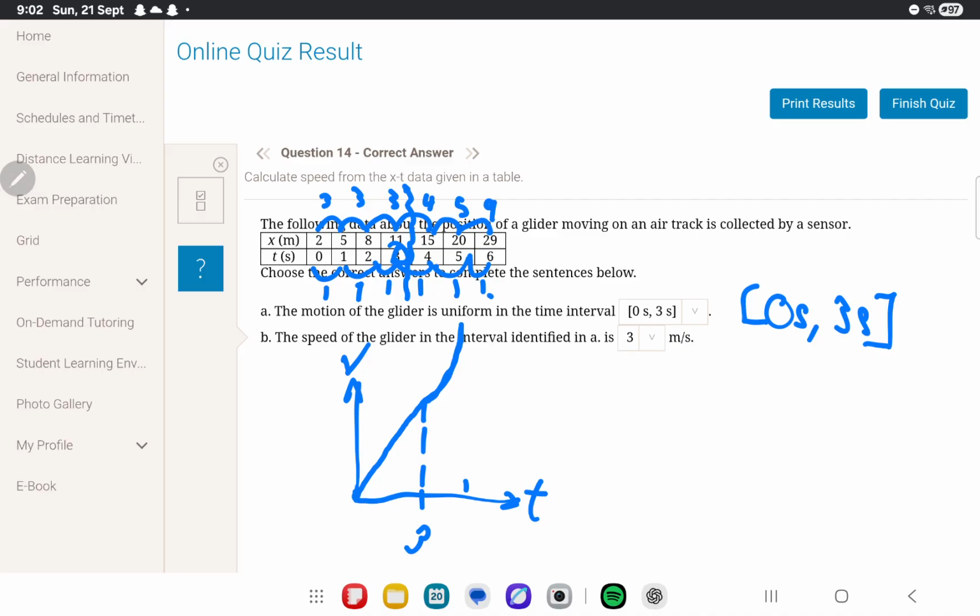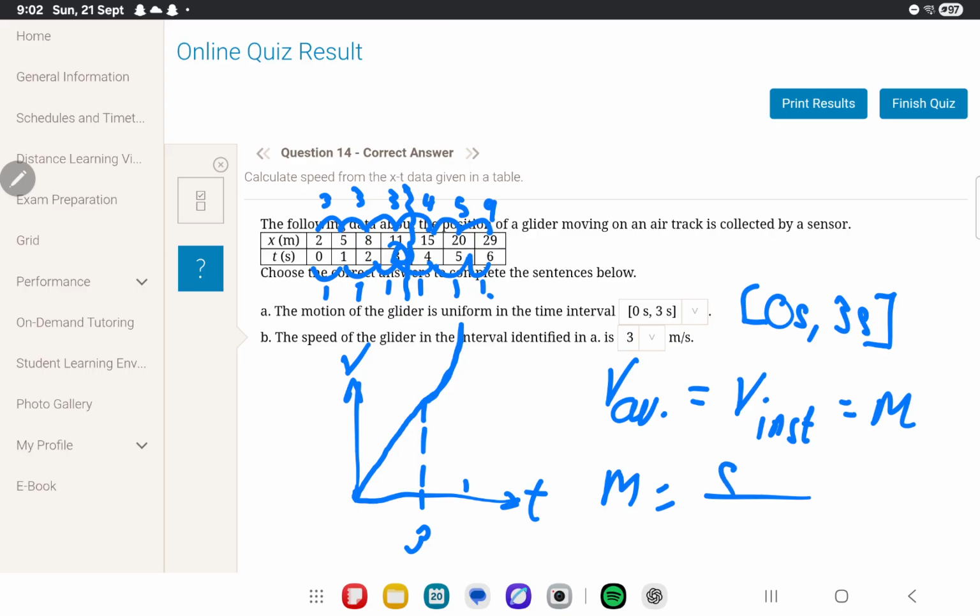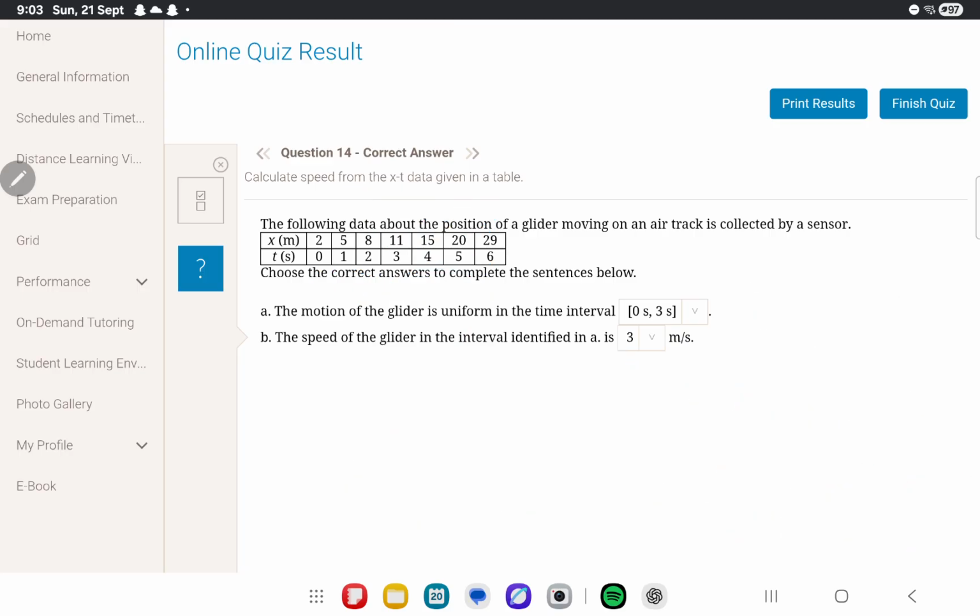Now, remember when you have a straight line, the average velocity is equal to the instantaneous velocity, which is equal to the slope of the graph at this point, right? So the slope is going to be 8 minus 5. Let's take these 2 points, 8 and 5. 8 minus 5 over 2 minus 1, which gives me 3 over 1, which is just 3 meters per second. And that's our final answer.